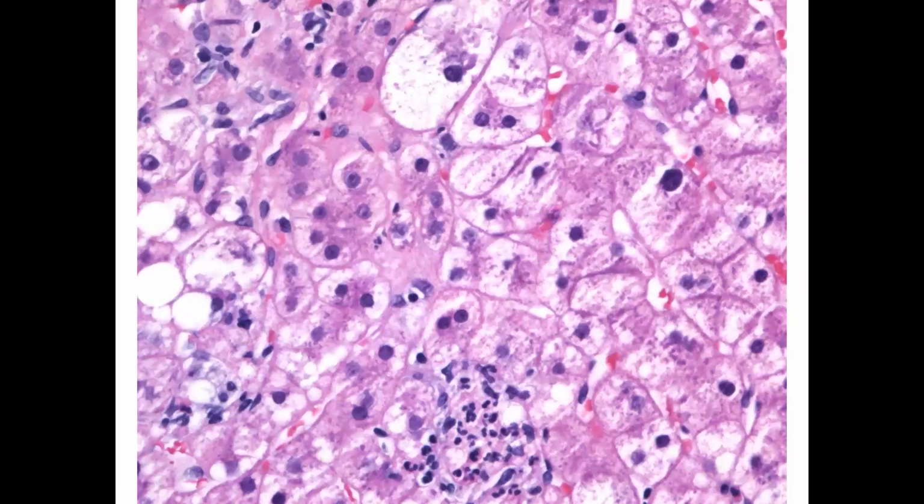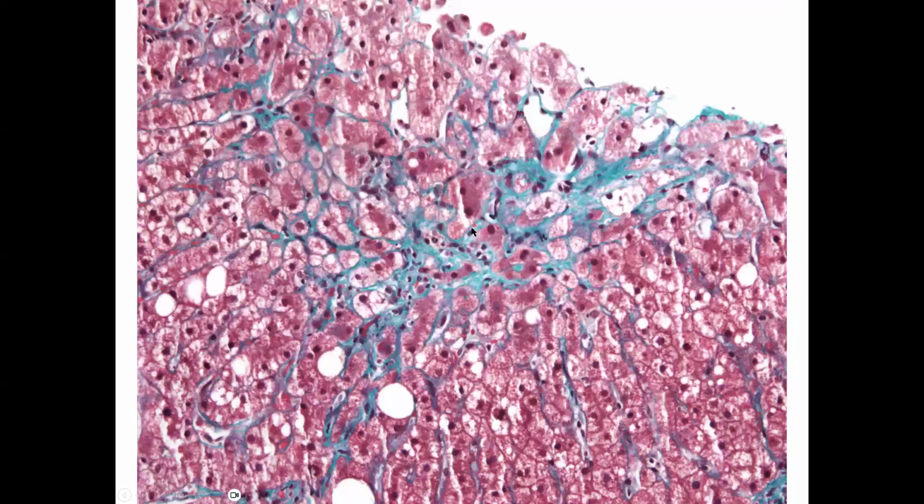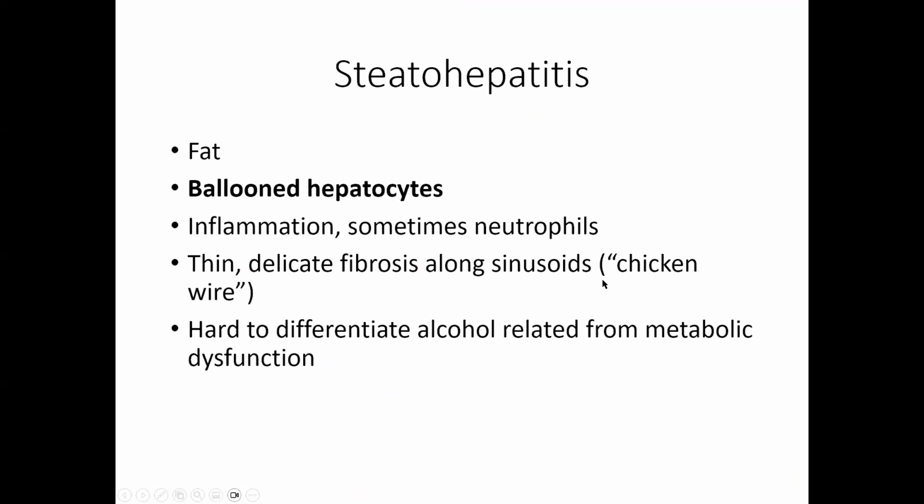Here's an area where we have some neutrophilic inflammation, and again, the ballooned hepatocytes. When we do a trichrome stain in this individual, around the central vein we can see this very delicate fibrosis, which people call chicken wire fibrosis, running right along the sinusoids and entrapping individual hepatocytes or small clusters of hepatocytes. These very delicate tentacles of fibrosis are typically around the central vein, but not exclusively. This is a classic pattern that we see with steatohepatitis.